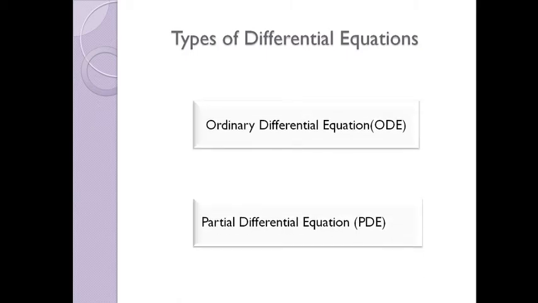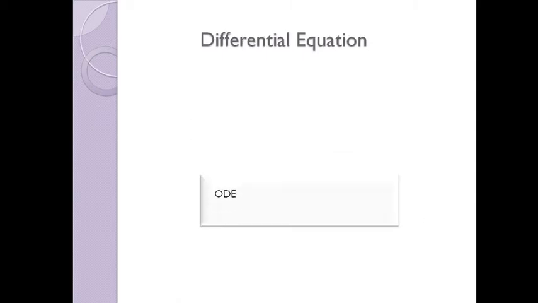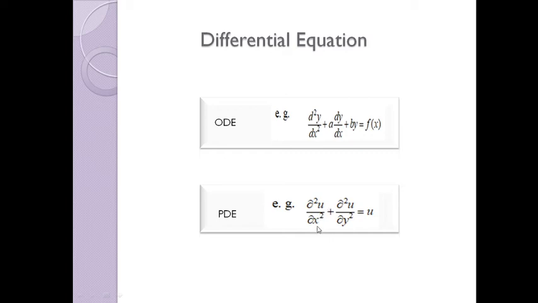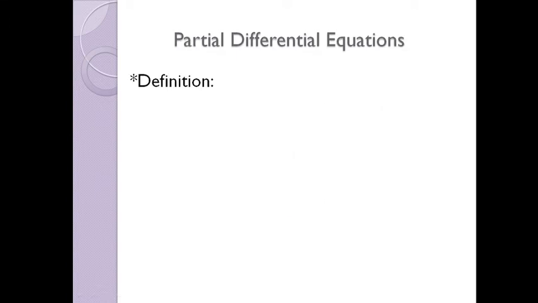Types of differential equation. Differential equations are classified into several broad categories and divided into many subcategories. The most important categories are ordinary differential equation and partial differential equation. Now, examples of ordinary differential equation. Here, in this example, y is dependent variable and x is independent variable. In partial differential equation, here u is dependent variable and x and y are independent variables. Now in this video, we are going to discuss partial differential equation.